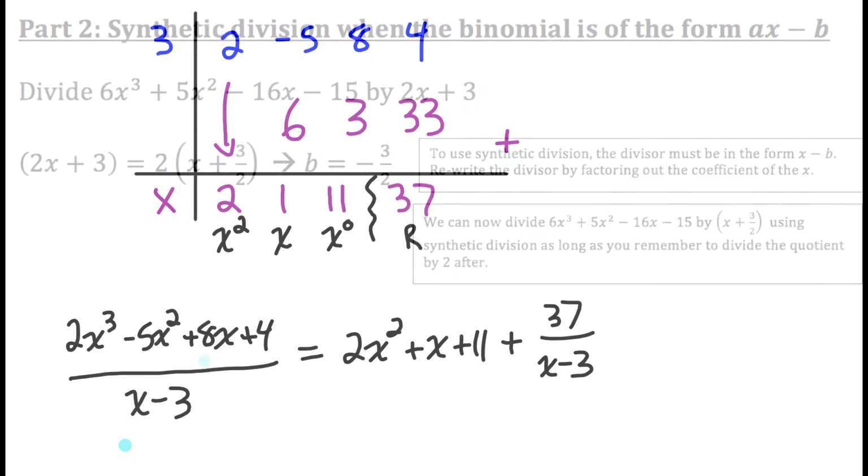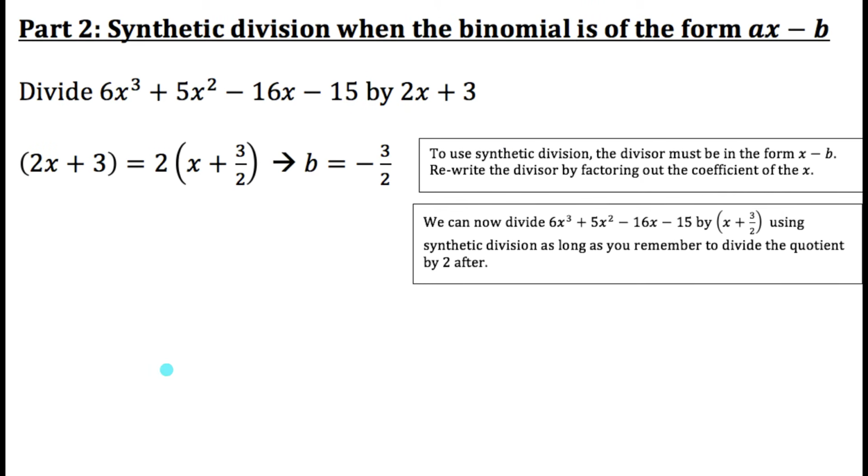That's quotient form. Part 2 is synthetic division when the binomial is of the form ax minus b, where a isn't going to be 1 anymore. So our leading coefficient is no longer going to be 1. And notice in this example, it's going to be 2. Now, synthetic division only works when the divisor is degree 1, which it still is.